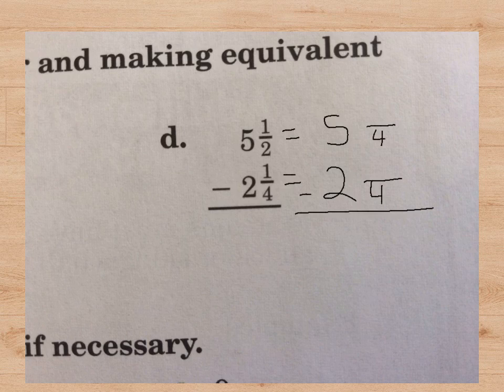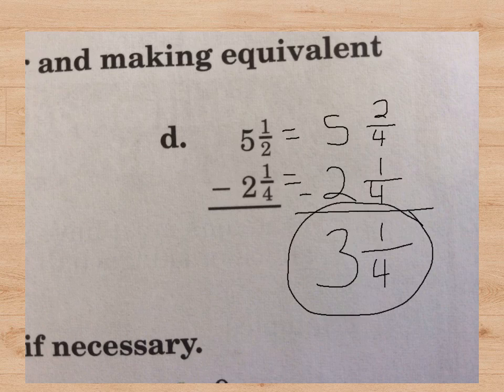2 times what is 4? 2 times 2 is 4, so we need to do a 1 times 2. 4 times what is 4? Well, 4 times 1. So 1 times 1 goes on top, and that is 1. Now we can subtract. 2 minus 1 is 1. 4 becomes our denominator. 5 minus 2 is 3. And our answer is 3 and 1/4.